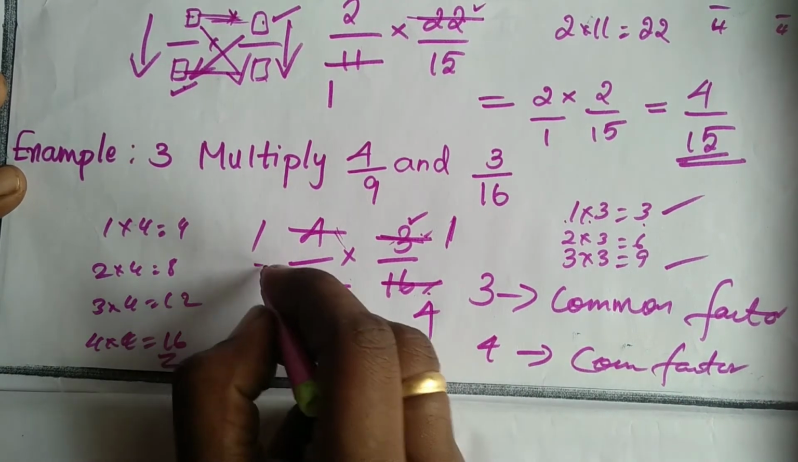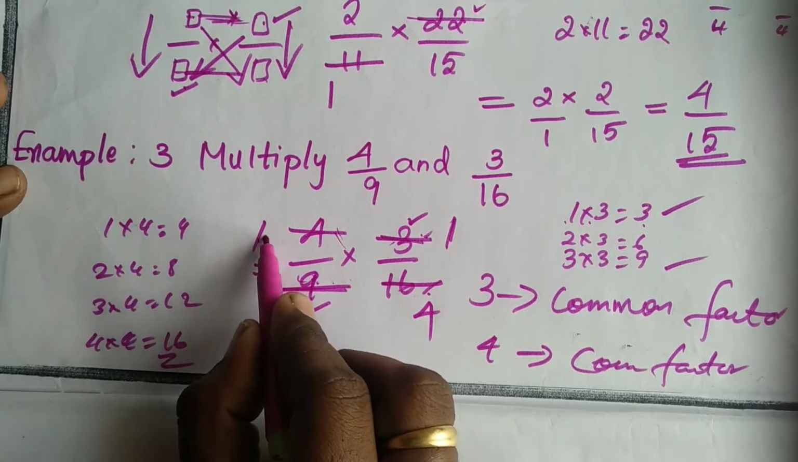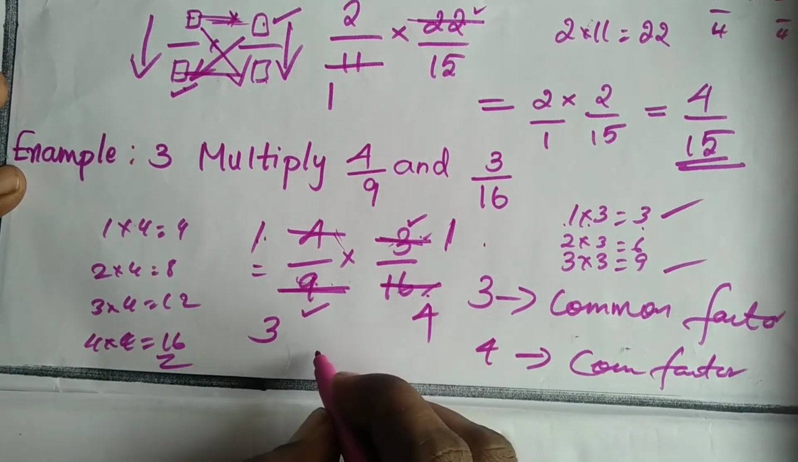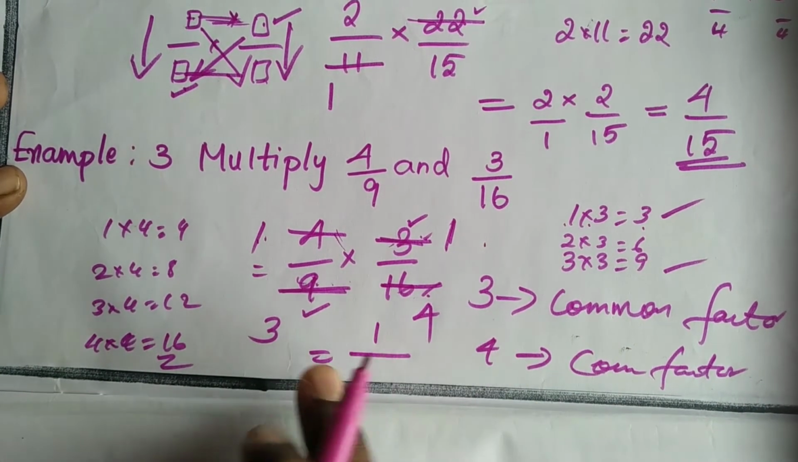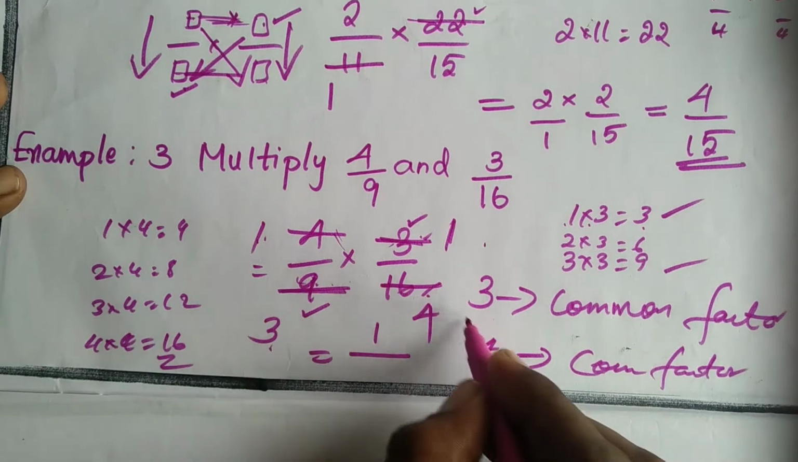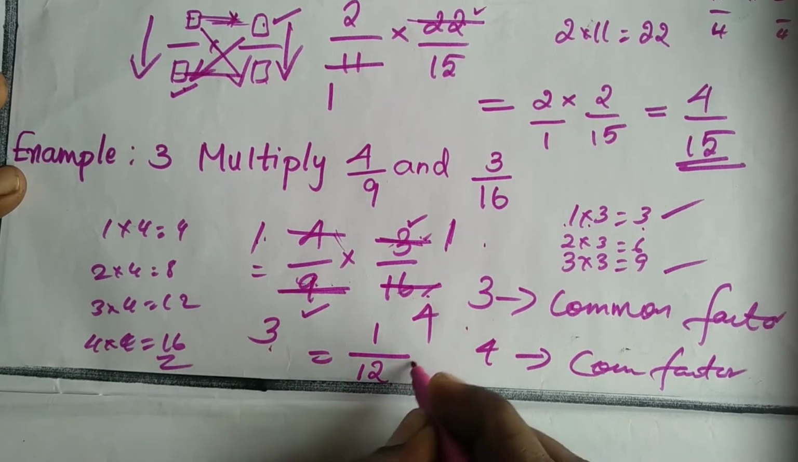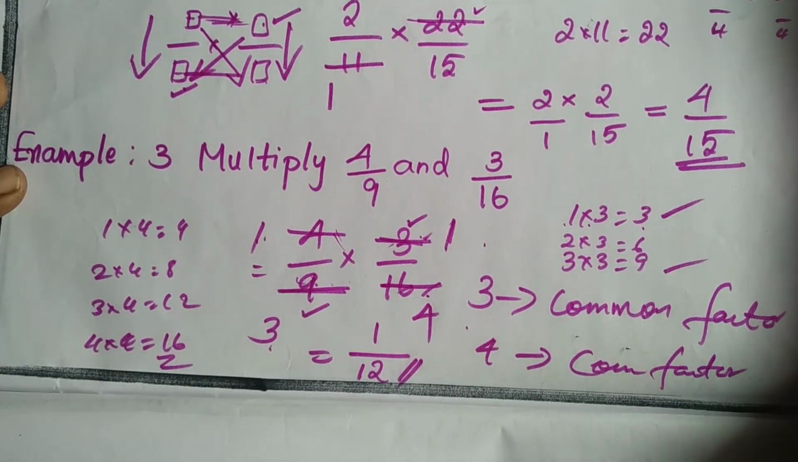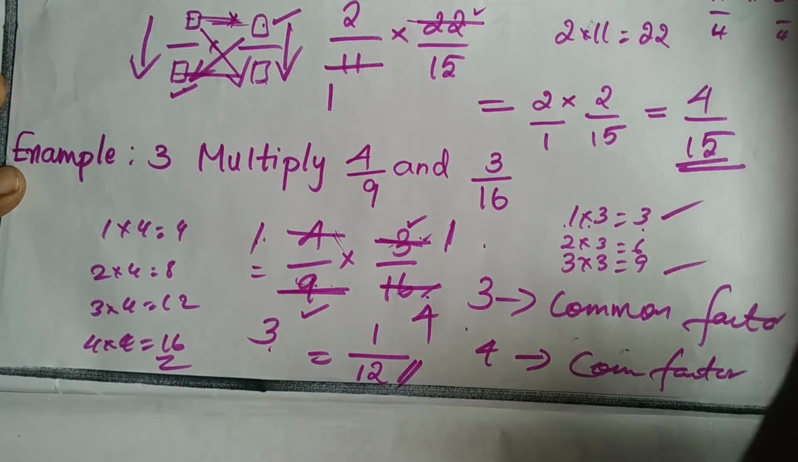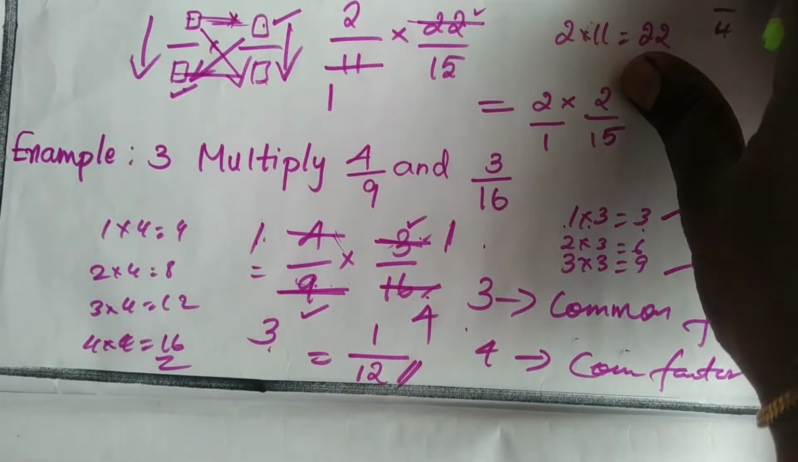So what is the answer? In the numerator, 1 into 1 gives you 1. Denominator 3 into 4. What is the answer? 12. So 1 by 12 is the answer. Okay guys, let's move on to the next example.